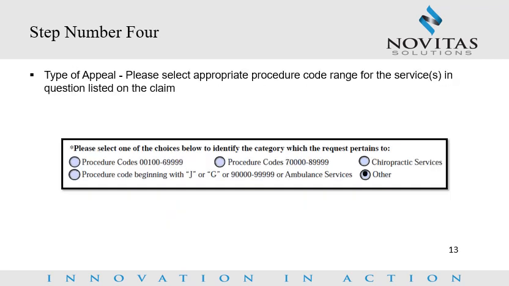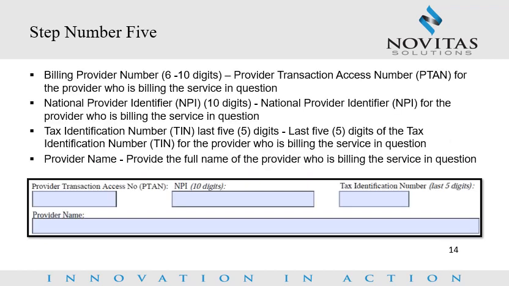Step number 4. Step number 4 has multiple radio buttons to select a category to identify the procedure code that describes the services you rendered and are appealing or completing as a clerical error reopening correction. For today's example, we are going to select Other. Step number 5. Step number 5 has the provider privacy authentication, so please complete this section in its entirety.